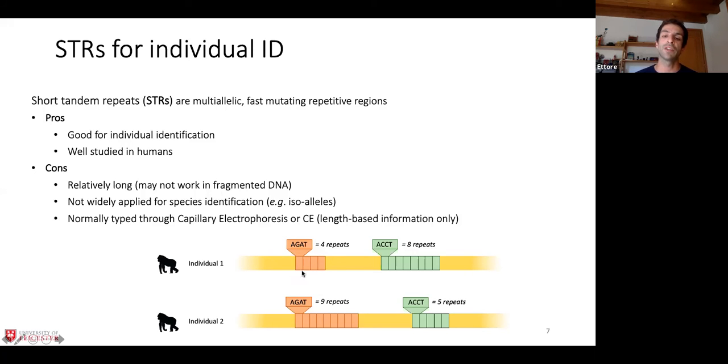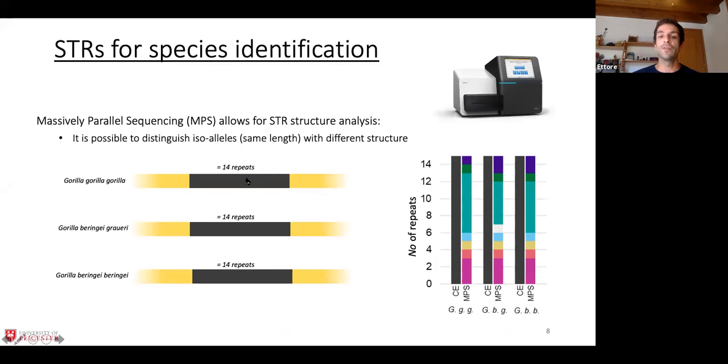So in this case, it would tell you that your STR is 4 repeats long in individual 1, and it's 9 repeats long in individual 2. And also there's a chance that these repeats may be quite long, and so you need very good quality DNA, which is not always the case when you're dealing with non-invasive samples. It can be fragmented, so chances are that your STRs are fragmented in the middle. So an example of the issue I've been discussing is here.